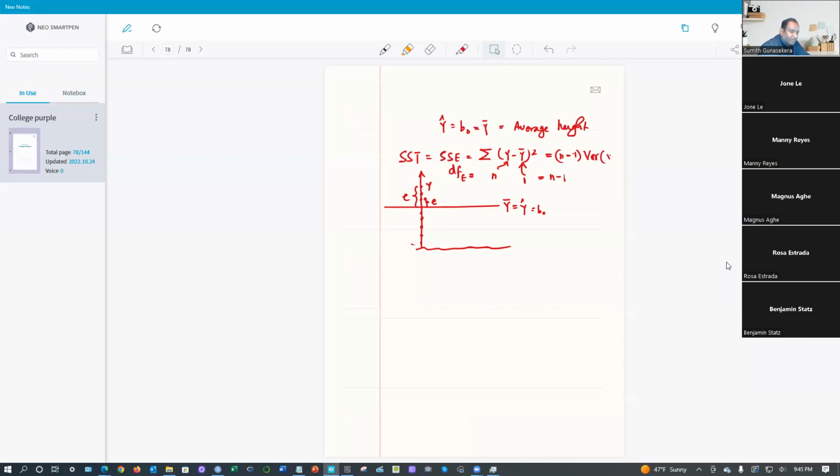See, n minus 1 times variance of y. Another way you can say sum of squared total: if you check the variance and multiply it by n minus 1, where n is the total number of observations, 156 or something, it is the same as that. N minus 1 is the degrees of freedom, so degrees of freedom times variance of y. Same thing.